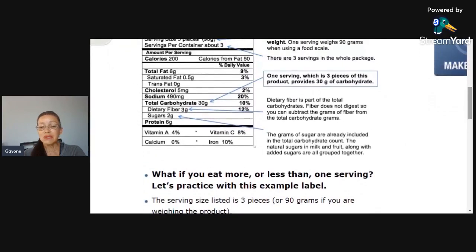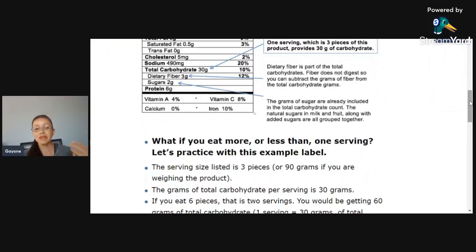So let's look at the sugars. The grams of sugars are already included in the total carbohydrates count. The natural sugars in milk and fruit, along with added sugars, are all grouped together. So for the total carbohydrates, we have the 3 grams of fiber and the 2 grams of sugar. Remember, to get the accurate total carbohydrate number, you subtract the dietary fiber, which is 3 grams, so you get 27. Okay, so that's included in your total carbohydrates, right?